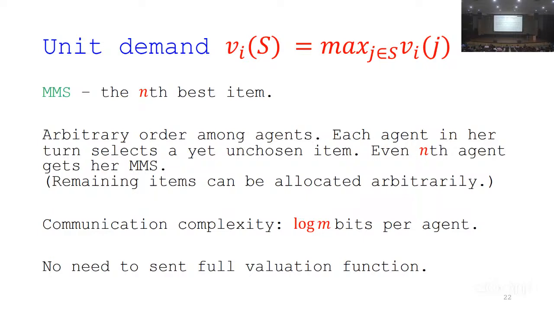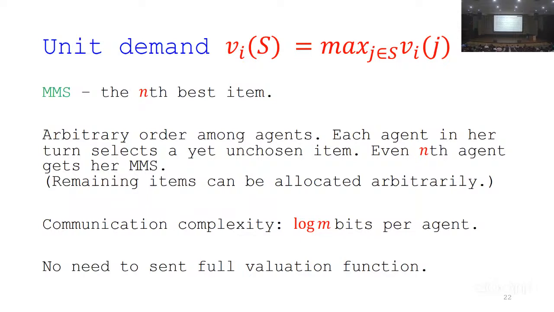So here's a simple protocol that does it. You take an arbitrary order among agents. Each agent in her turn selects a yet unchosen item. And then even the nth agent will get her MMS. So that's a simple protocol. And for the remaining items, you can give them all, let's say, to the first agent. It doesn't matter because they don't care about the remaining items. And the communication complexity is only log m bits per agent. So we have indeed shown logarithmic communication, and there's no need to send the full valuation function. Okay, so that's just illustrating the principle.